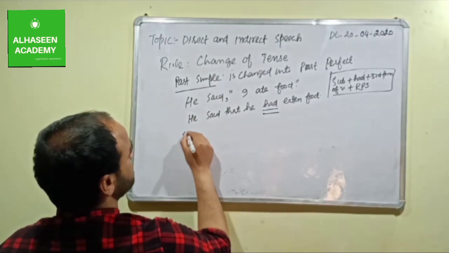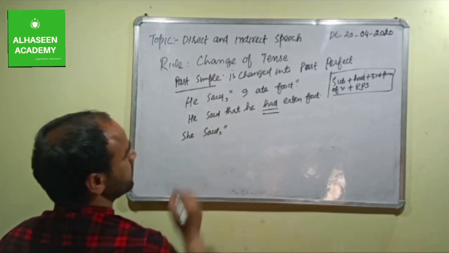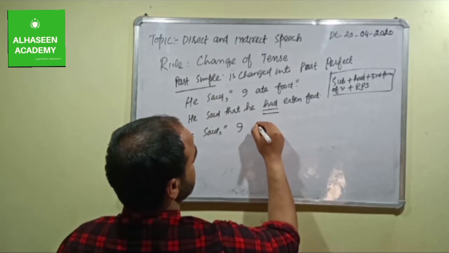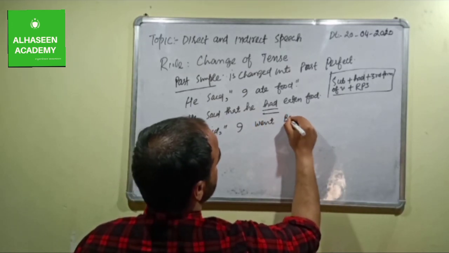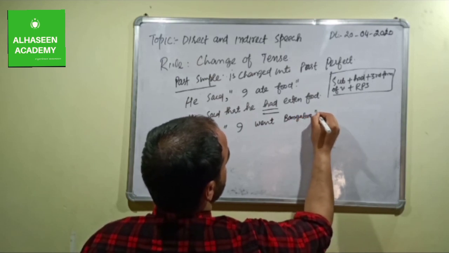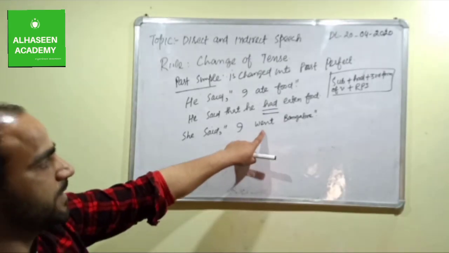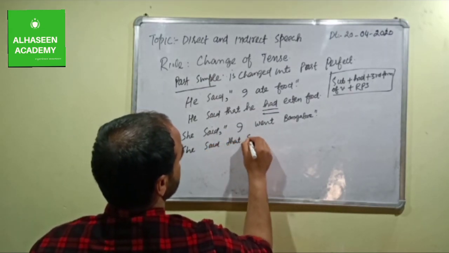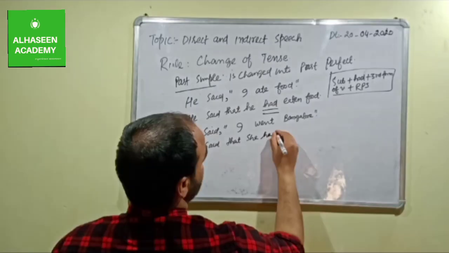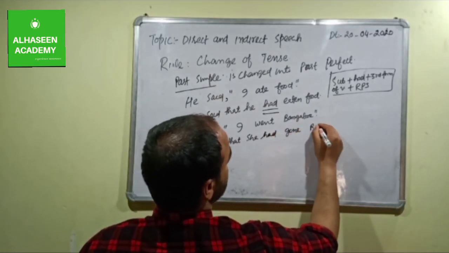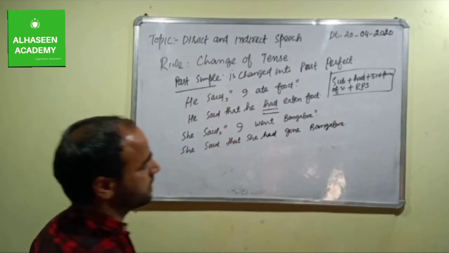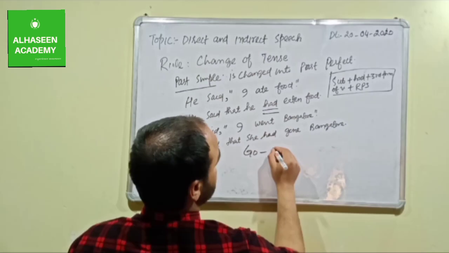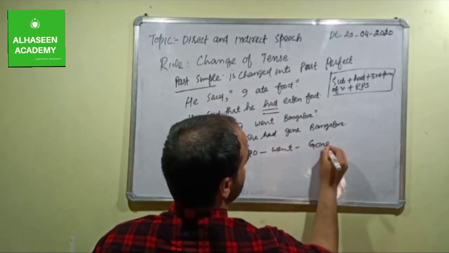So we'll put one more example here. She said, I went Bangalore. This is in past tense. Now we will change it. She said that she had gone Bangalore. Why have we put gone here? Because went is the second form of go. Go is the first form, went is the second form, and gone is the third form.